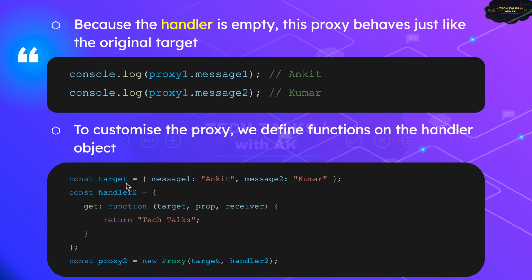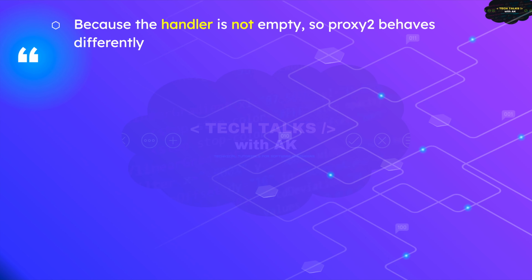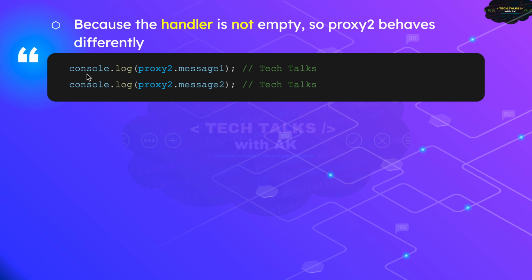So here we have the target same as earlier. Now we have handler2, which has a function which returns "Tech Talks" for everything. And now we are creating proxy2 with target and handler2. Because the handler is not empty now, proxy2 behaves differently from proxy1. If we now console.log(proxy2.message1), it logs Tech Talks, and proxy2.message2 also logs Tech Talks.